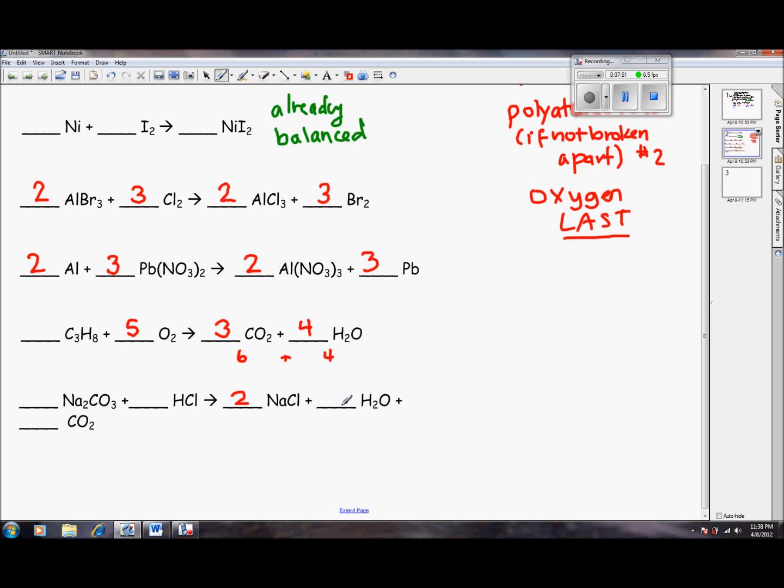Okay, now I can balance these in any order except oxygens go at the end. So I have 3 O's on the left. Let's do carbons first. I got 1 carbon on the left, and this CO2 is actually over here on the right. Sorry, this didn't come out very well. So 1 on the left, 1 on the right.